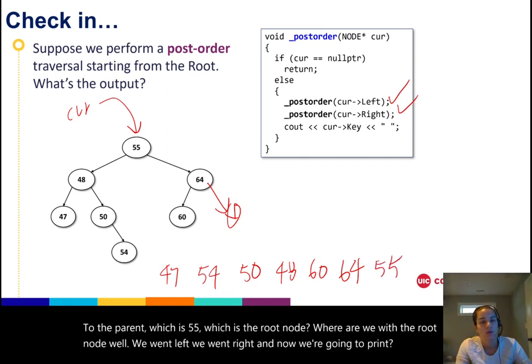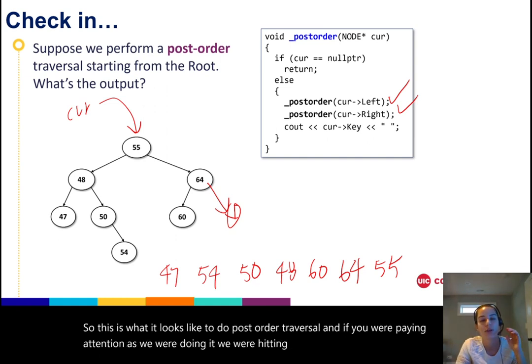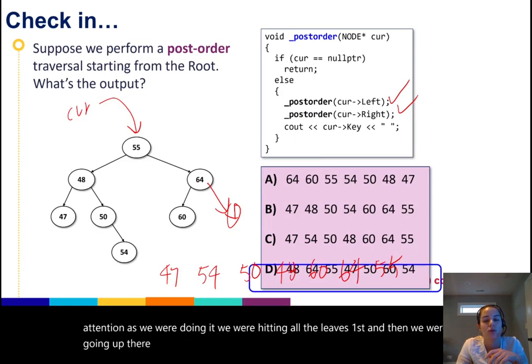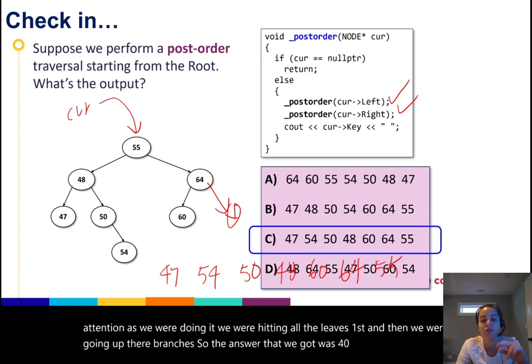So this is what it looks like to do post-order traversal, and if you were paying attention as we were doing it, we were hitting all the leaves first and then we were going up their branches. So the answer that we got was 47, 54, 50, 48, 60, 64, and 55.